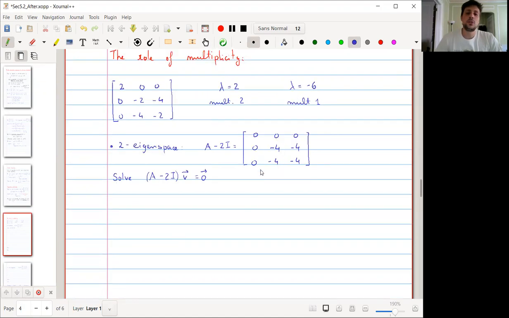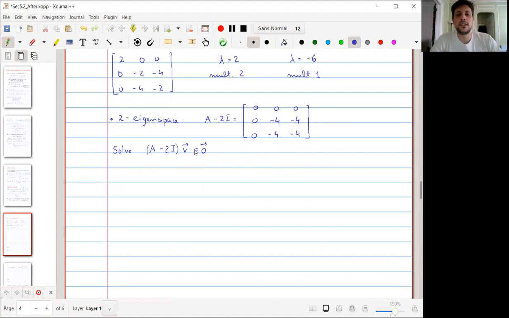Now, to compute the 2 eigenspace, which is the null space of A minus 2I, we can solve the homogeneous linear system associated with A minus 2I. The way we would do that is by row reducing this matrix to an echelon form, but we can argue alternatively, and sometimes this could end up in a shortcut, in the following way.